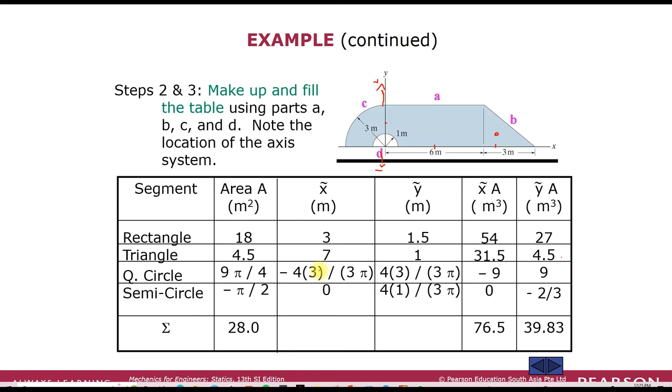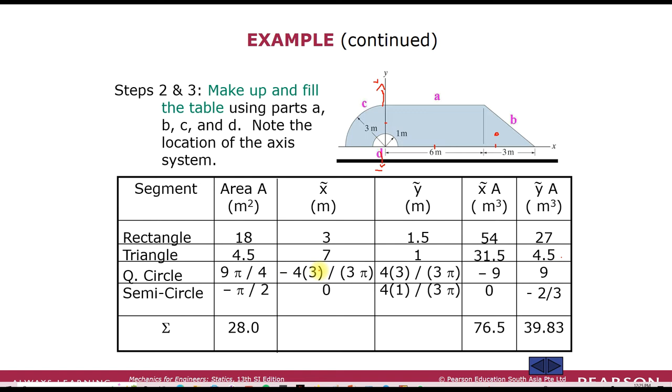And for y, it's again 4r over 3 pi. So r is 1, and we get 4 times 1 over 3 pi. Then when we multiply x with A here, 0 times negative pi over 2, we get 0. And for y times A, 4 over 3 pi times minus pi over 2, we get minus 2 over 3.